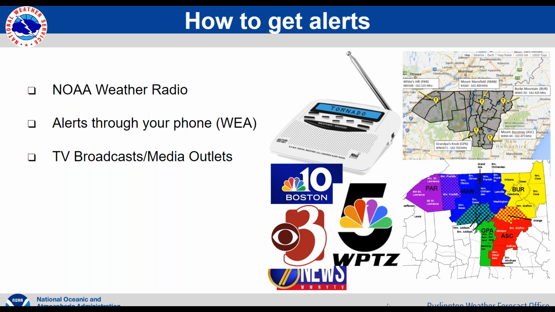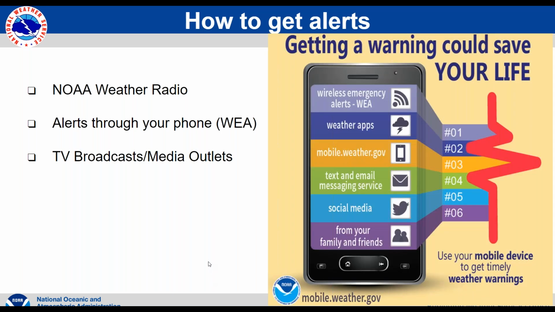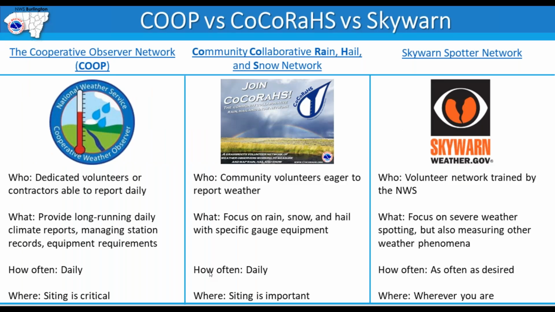Make sure you have a lot of different ways to get alerts, whether that be via NOAA weather radio, alerts through your phone. If you have your wireless emergency alert system not turned off, you will get those WEA alerts. And have a local TV broadcast and media outlet that you trust. Have multiple ways to get alerts. If need be, use things like social media, friends and family. There are even things like VT-Alert, which are email messaging services, and they will relay a lot of our warning products. Have the location where you're at marked on weather.gov, and if you have things like trusted apps and things like that, you can use those too.